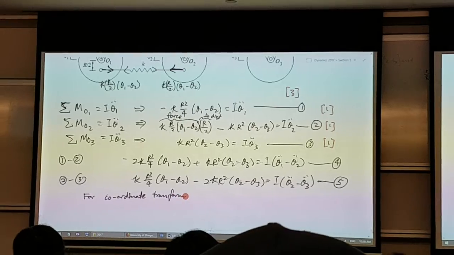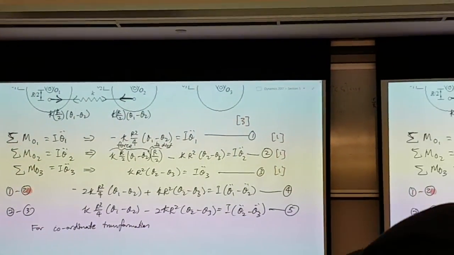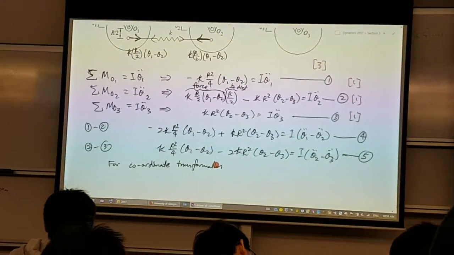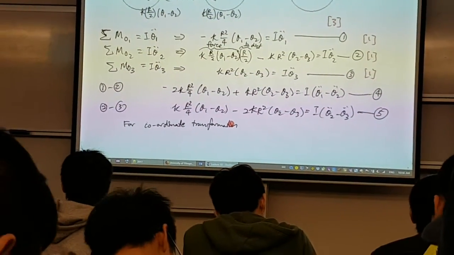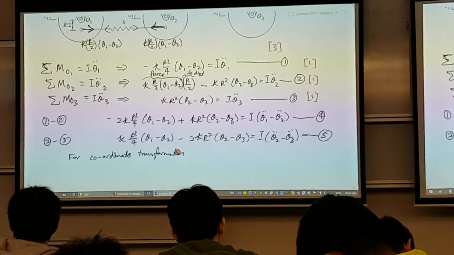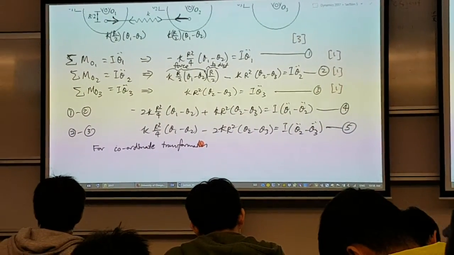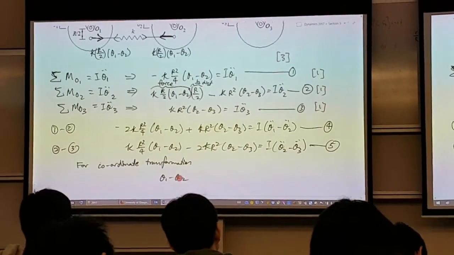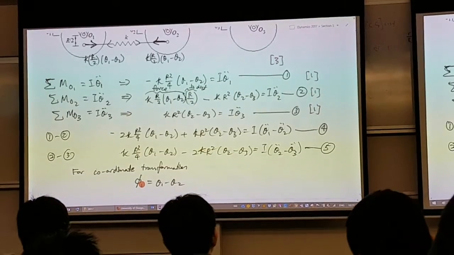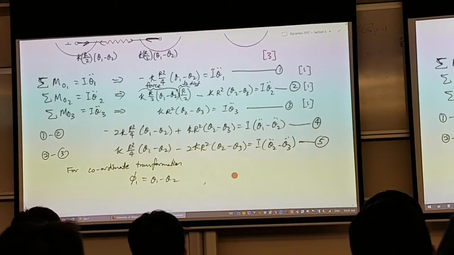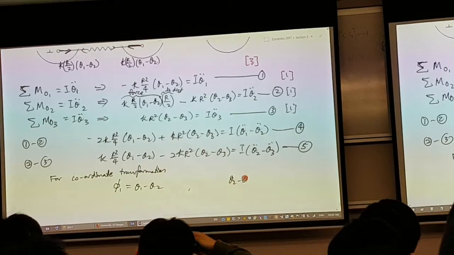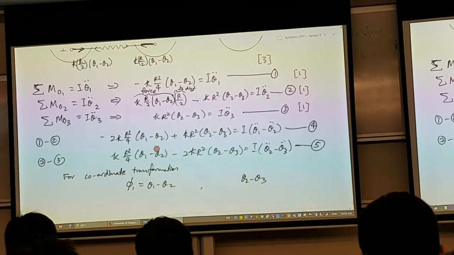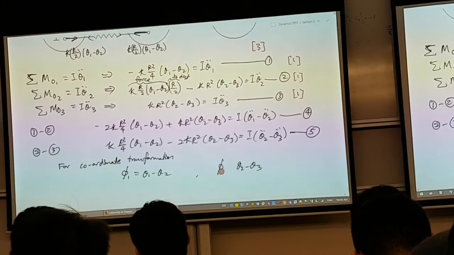If you don't use that way, if you can find other coordinate transformations, that's fine as well. But you must identify two that you can use for your coordinate transformation. Which are the two? The first one, theta 1 minus theta 2, I call this phi 1. The next one will be theta 2 minus theta 3, so I call this phi 2.